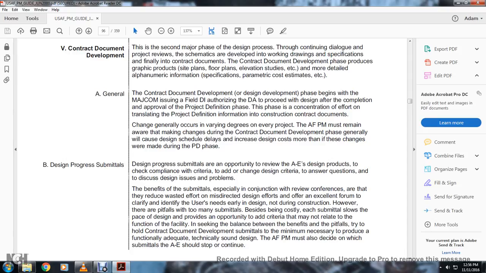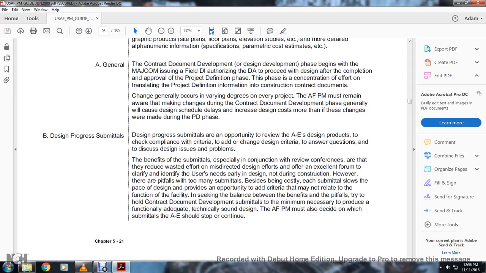Design progress submittals, in the middle of the design process, give the opportunity to review the A&E design product to check compliance with the criteria, to add and change the design criteria to answer the questions discussed, and to resolve issues. The best benefit of submittals, especially in conjunction with review conferences, is that they reduce wasted and misdirected efforts, and are an excellent way to clarify and identify the user's needs early in design, not during construction.